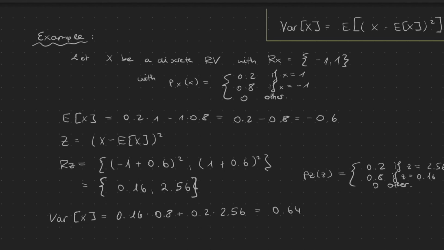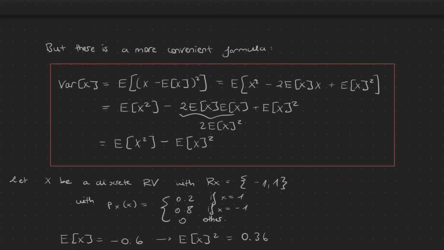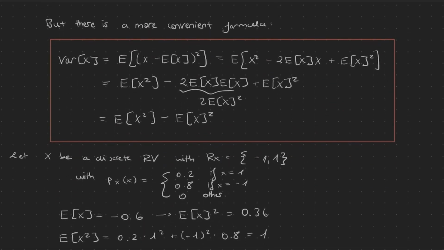If we compute the expected value of z, we will get 0.16 times 0.8 plus 0.2 times 2.56, which is equal to 0.64. Well, this computation was a little bit nasty. The introduction of the helper random variable and the relabeling makes it sometimes hard not to make any mistakes. But luckily, we can derive a better formula for the computation of variances, at least in the practical sense.